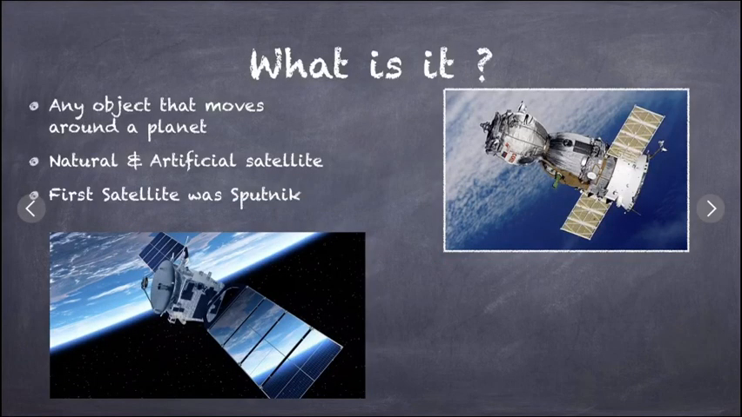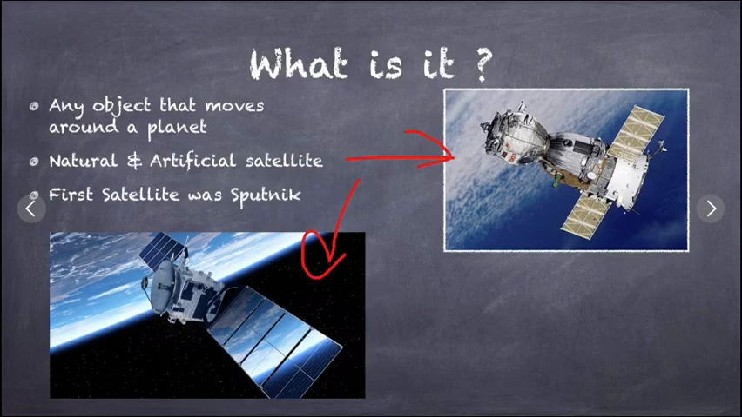So the first question arises: what is a satellite? A satellite is basically any object that moves around a planet or even a celestial body. Right here you can see some images of satellites. These are satellites which are orbiting the Earth right now.